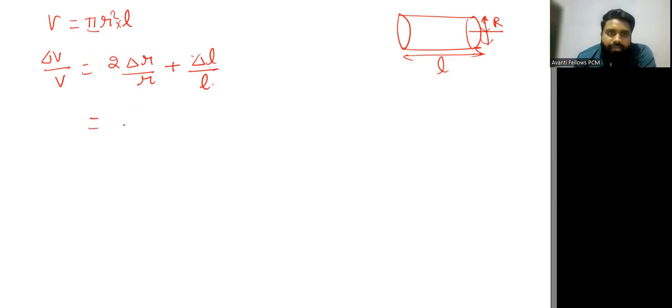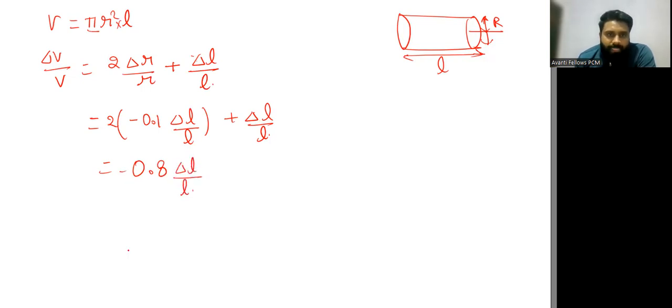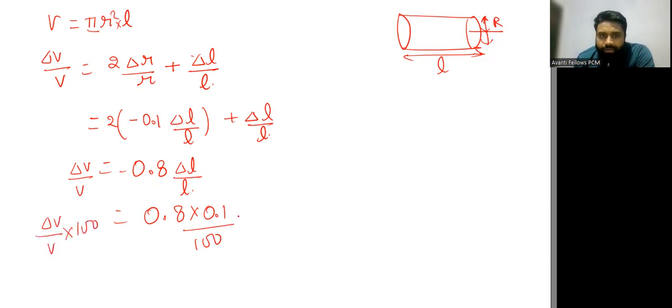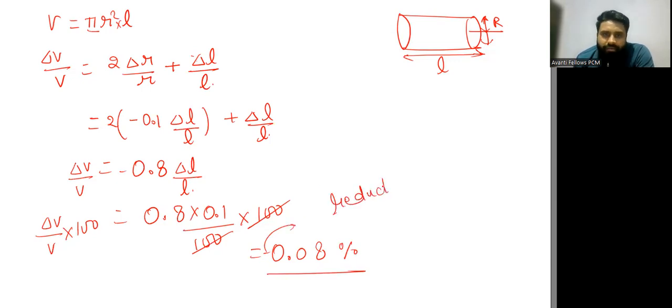Now delta R by R is minus 0.1 delta L by L, so we get minus 0.2 delta L by L plus delta L by L, which becomes 0.8 delta L by L. This is delta V by V. If you put the value of delta L by L, which is 0.1 by 100, and since you have to calculate the percentage change, you multiply both sides by 100. The 100 will cancel out and it will give you 0.8%. The positive sign shows an increase, so there is an increase in the volume.